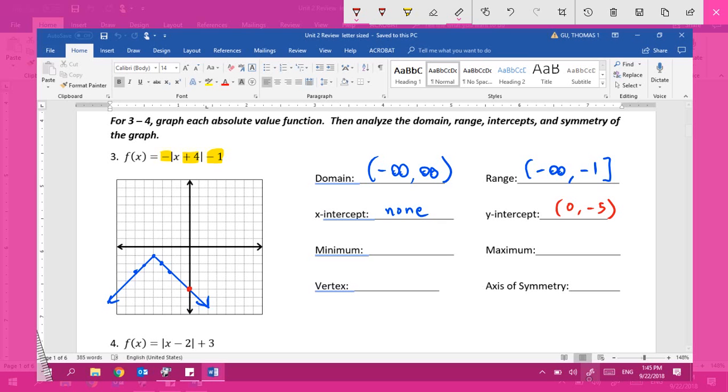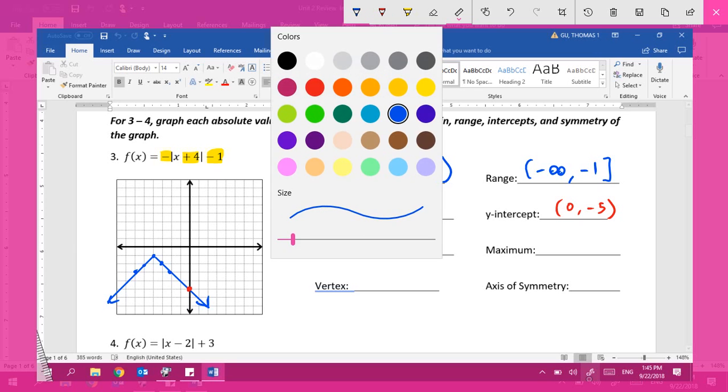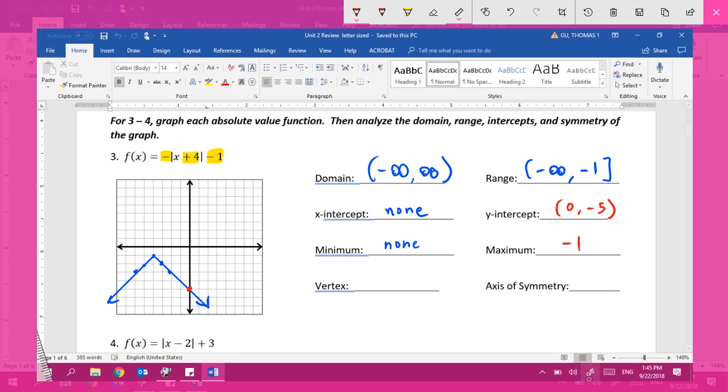Alright. What about the minimum? The minimum is the point, the lowest point on the graph when we're talking about a y value. But is there a lowest point? No, it goes on forever, so which means there's none. You'd say negative infinity, but negative infinity is not a point, so you would just say none. What about the maximum, though? The maximum is just going to be negative 1. It's pretty much the highest point in your range.